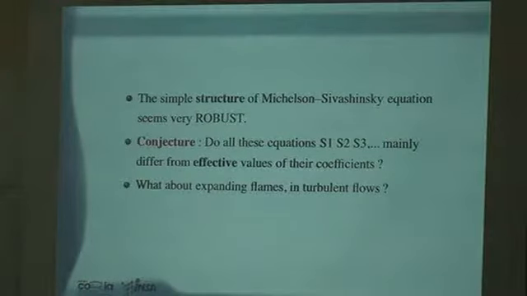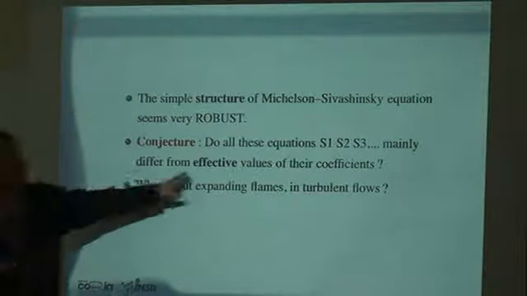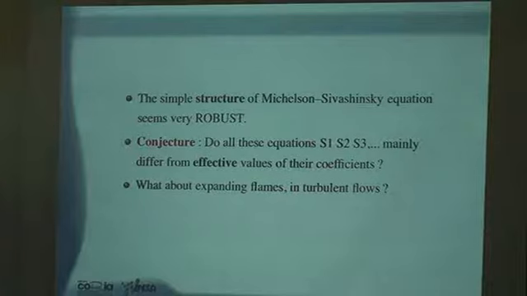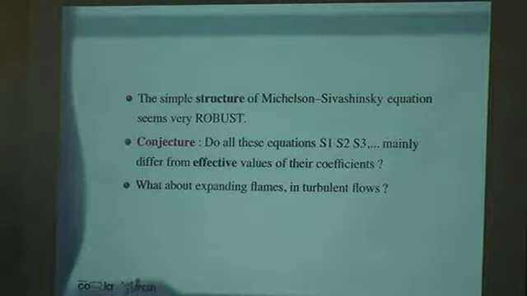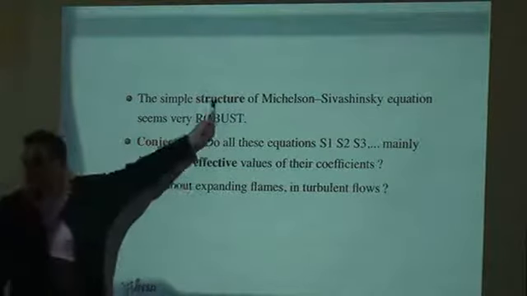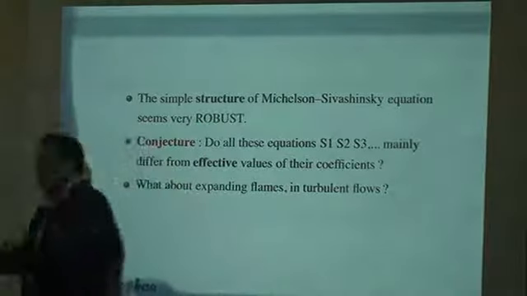The Michelson-Sivashinsky equation has a very simple structure. There are many other equations, but it is very simple and seems very robust to fit DNS results. Do all these equations differ from reality or from approximate reality? Mainly in their coefficients that you can fit. As an engineer, you say, I have one or two coefficients, I must fit them in order to have a real behavior. And how does this Michelson-Sivashinsky equation deal with turbulent flows?